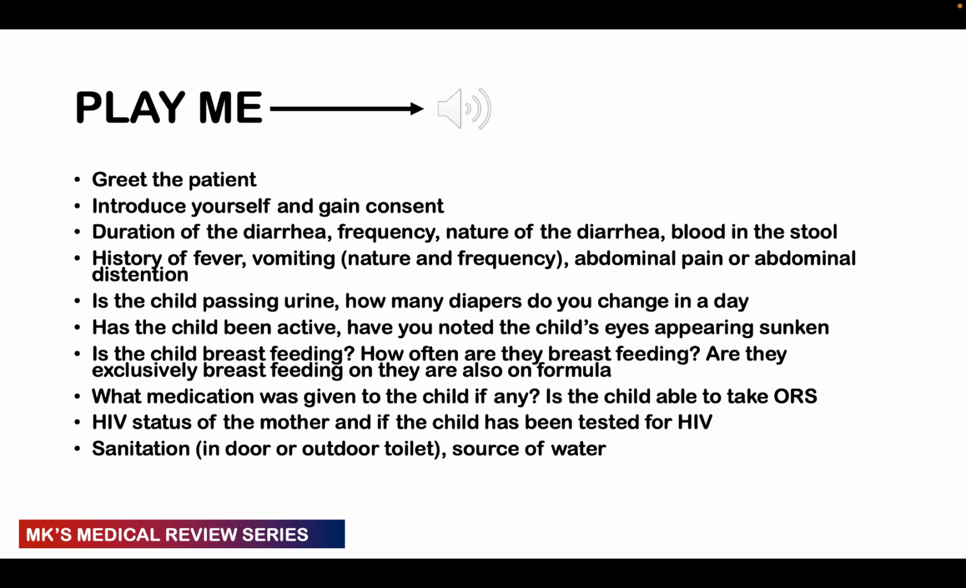And when this child has been having these episodes of diarrhea, have you noticed the child vomiting? Yeah. How many times has the child vomited? 2 times. Okay. Was there any blood in the vomit? No. What was in the vomit? Just milk.